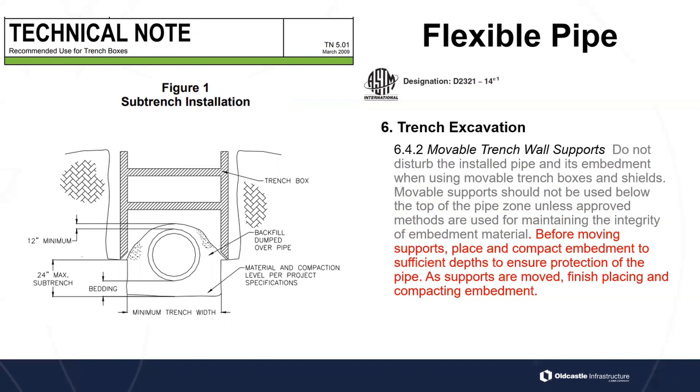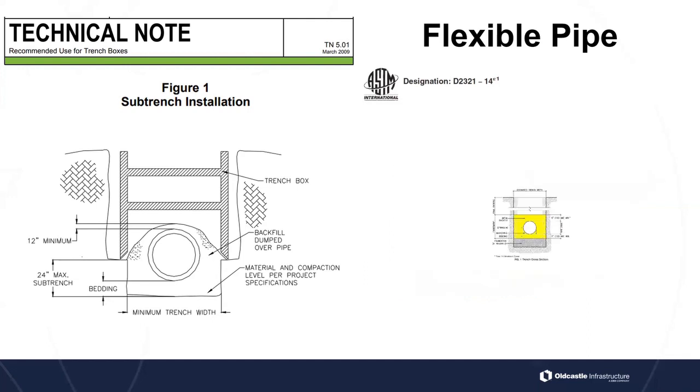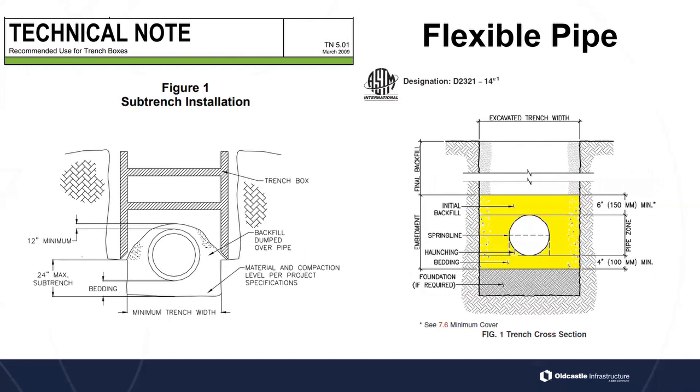Because before moving supports, it says place and compact embedment to sufficient depths to ensure protection of the pipe. As supports are moved, finish placing and compacting the embedment. So in order to meet the trench width requirements and the trench safety requirements, we have to have this trench box in there, but we've got it in a sub-trench sitting on the shelves there. It can't be below the top of the pipe or the pipe zone. So when we look at the pipe zone, that's what the pipe zone is there.